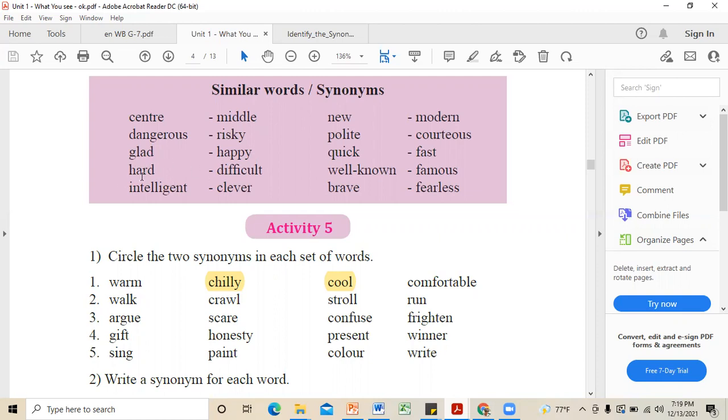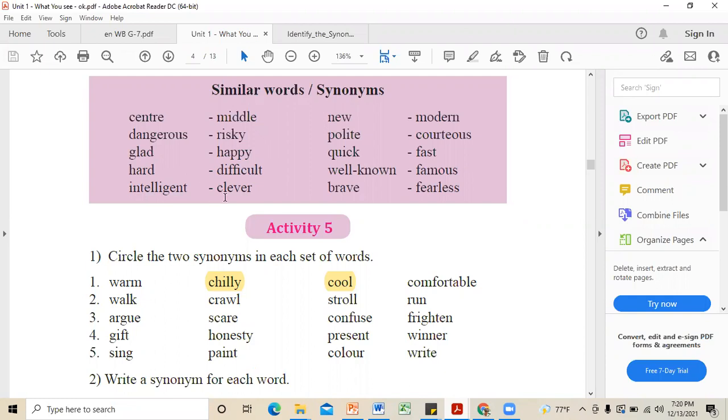And the next words are hard and difficult. Let's say the science exam was very hard. So it is not easy. What we mean by hard is that it is not easy. So hard and difficult, we can use them interchangeably.